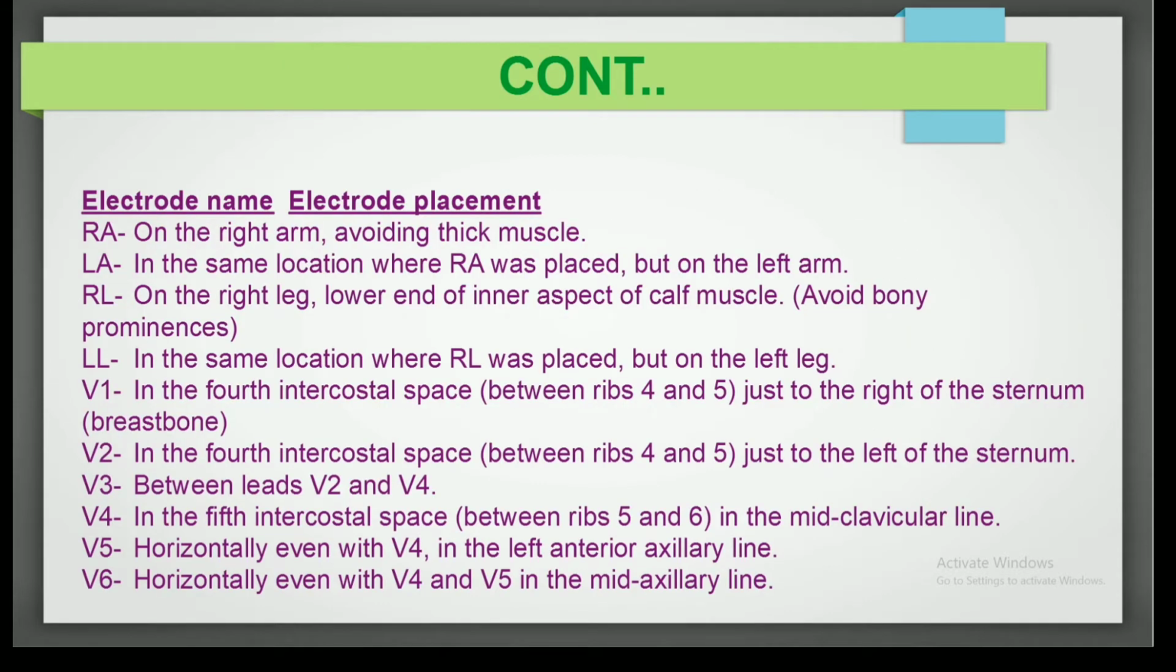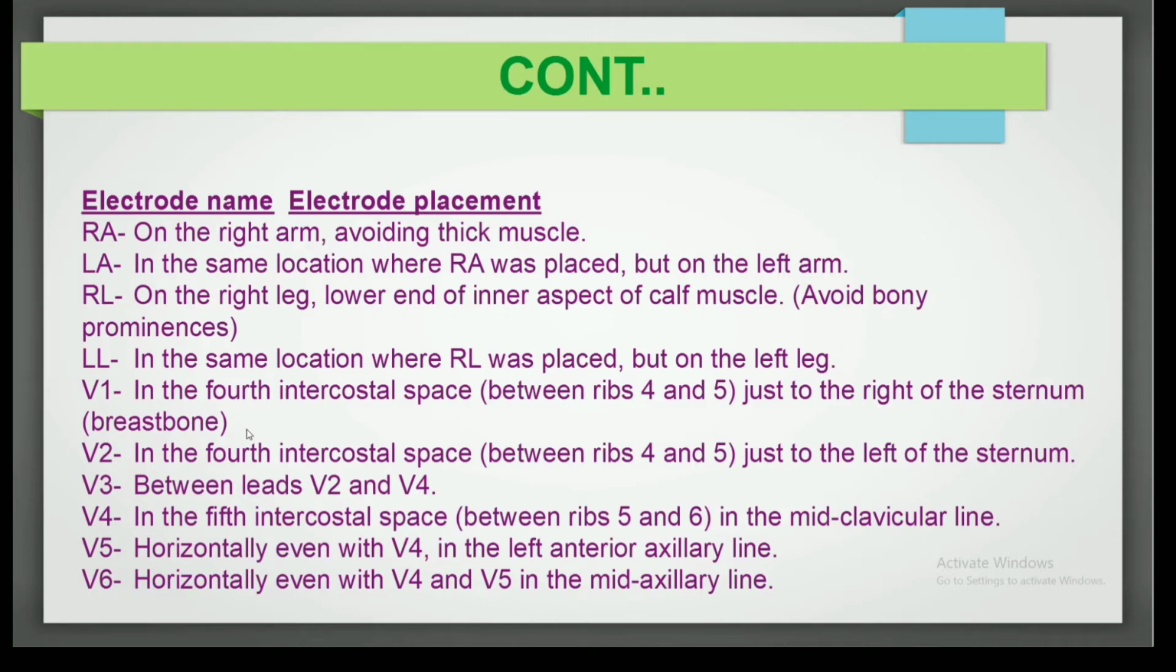Then the electrode names. The RA marked electrode is placed on the right arm, and the LA marked electrode is placed on the left arm. The RL marked electrode is placed on the right leg where the calf muscle is present. Then the LL marked electrode is placed on the left leg. Then V1, V2, V3, V4, V5, V6. These 6 leads are placed on the chest to collect the electrical impulses generated from the heart.